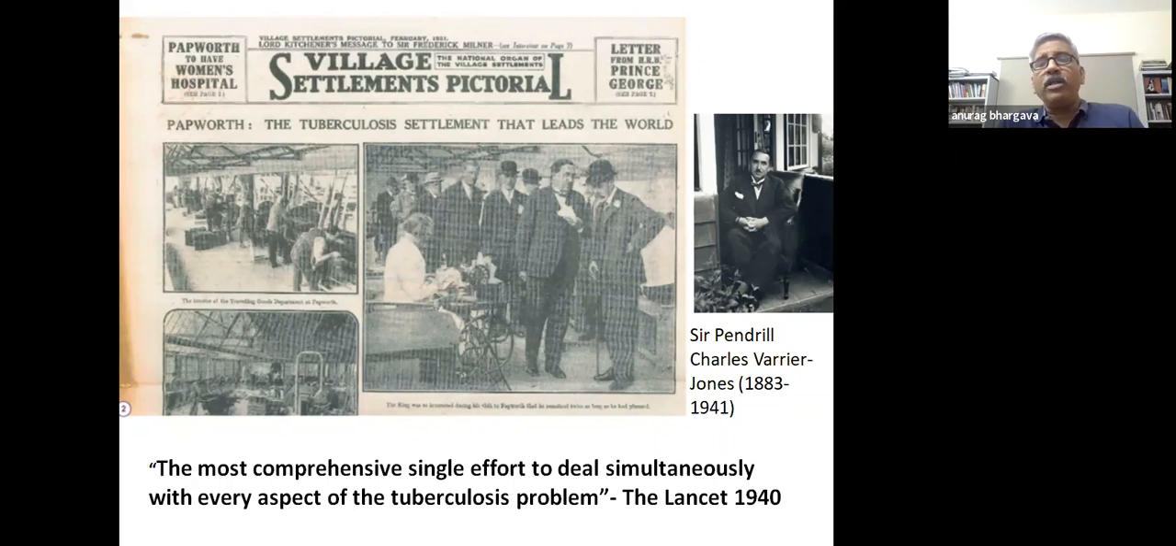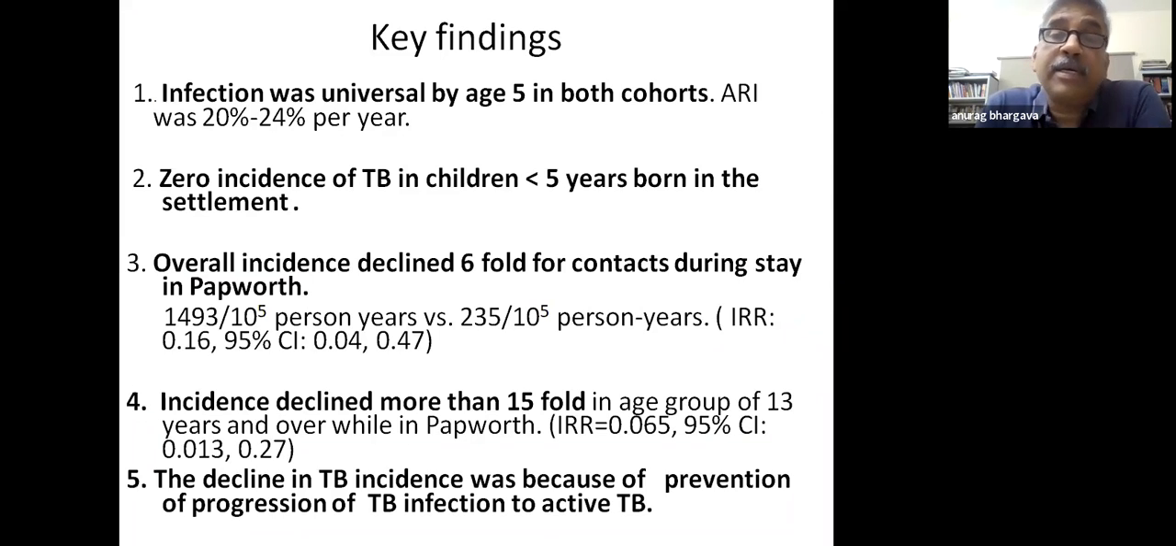And they followed up all the families who were admitted to the settlement, including particularly their household contacts, for development of TB disease. So the key findings there were that although there was better housing, this did not prevent infection, and infection was universal by age 5 in the cohorts. The two cohorts are those who were admitted into Papworth and the children who were born in it. There was zero incidence of TB in children less than 5 years of age who were born in the settlement, although they had been exposed to disease and were infected.